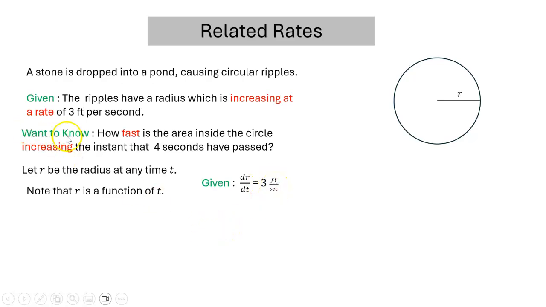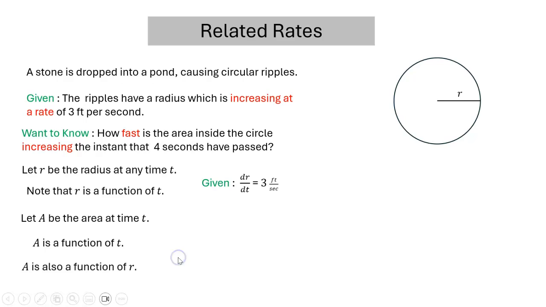All right, how can we translate the want to know? Well, first of all, we probably need to make another labeling. We're asking something about area, so let's let A represent the area at any given time t. And note, of course, A is itself a function of time, right? As time goes on, the area is changing. Now, I'll note here that usually when you think about area and the circle, you think of it as a function of its radius, right? We'll get back to that in a second.